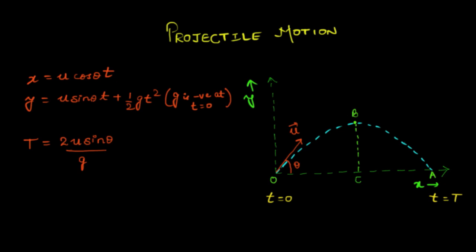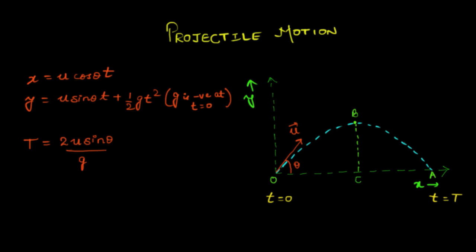Now, at any given time, the x position of the projectile is given by u cos theta into t, because in the horizontal direction or x direction, there is no acceleration. So the distance would be simply velocity into time. Velocity would be the component of u in the horizontal direction. So x will be u cos theta into t. And at any point of time, the y coordinate would be u sin theta t plus half g t squared. So this is basic kinematics.